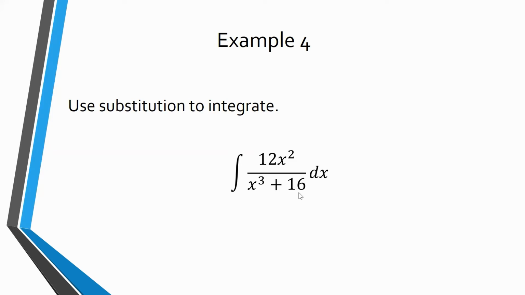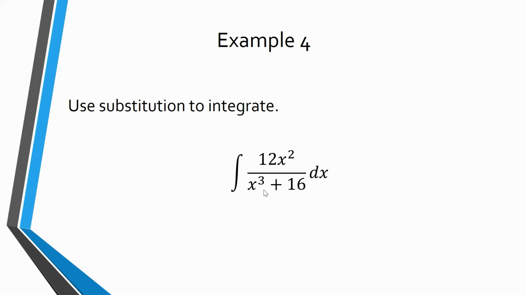Now, the reason for that is that I have a polynomial here. I know when I take the derivative of x to the third, I'm going to get 3x squared. And notice I have an x squared in the top. So I'm hoping that when I take the derivative of x to the third plus 16, that derivative will match up in some way with this top.